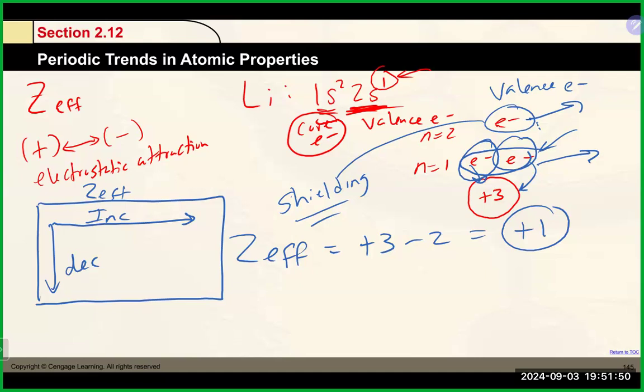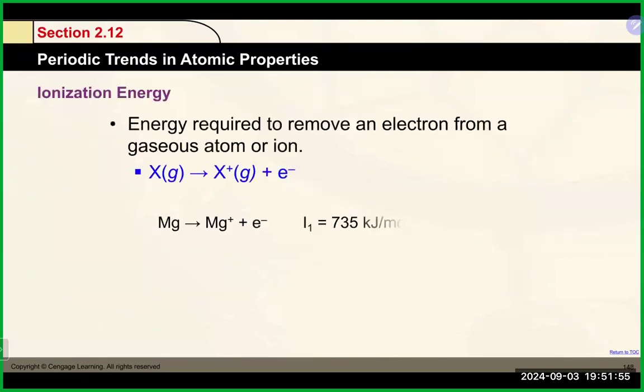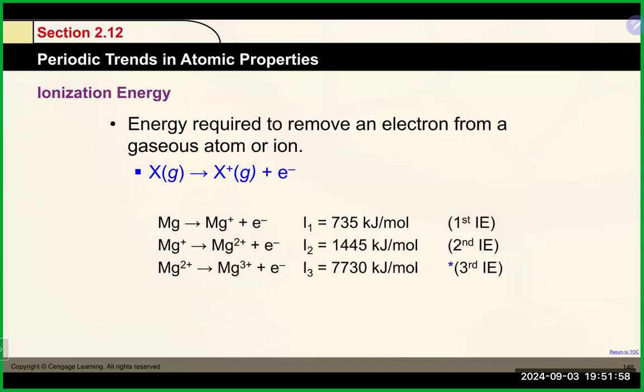In addition, another really important periodic trend is ionization energy. Ionization energy is the energy required to remove an electron from an atom in the gas phase. When we lose an electron, things become positively charged, so ionization energy is basically the formation of cations. The result is that the atom becomes positively charged and forms a cation.